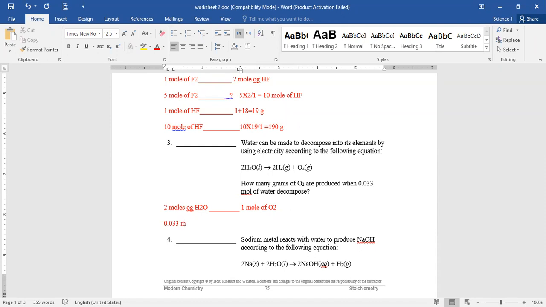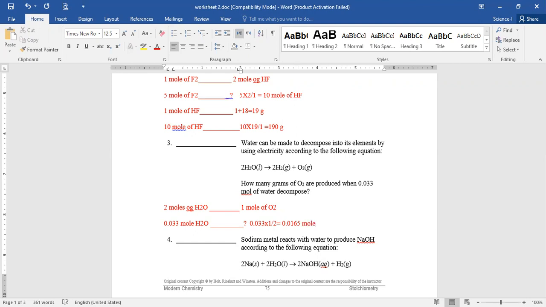So he asked, if you have 0.033 mole of water, they are going to produce how many moles of oxygen? So it will be 0.033 multiplied by 1 divided by 2, so it equals 0.0165 mole. Okay, so like this you get the number of moles which are produced.